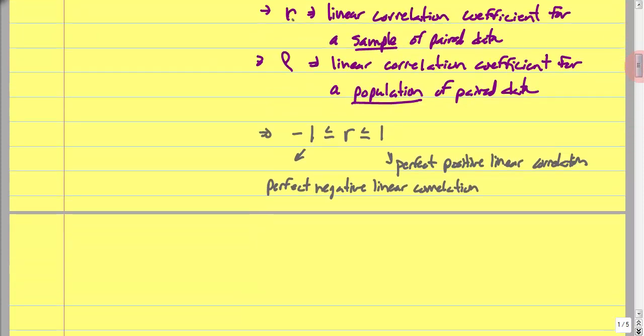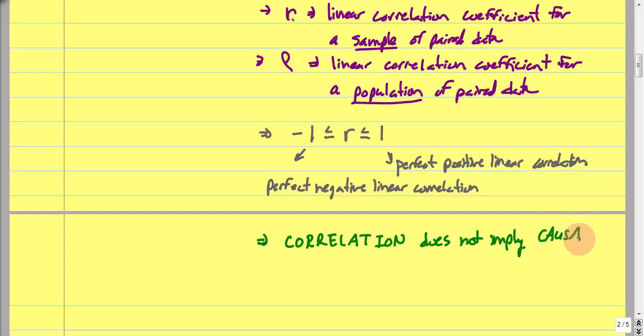Now, we need to keep something in mind. We keep talking about correlation. This is very important to remember. Correlation does not imply causation. So we have to be careful when we're working here. Just because we find that two things are related, it doesn't mean that one causes the other. So this is a very important idea. Correlation does not imply causation, and we'll talk about this quite a bit.